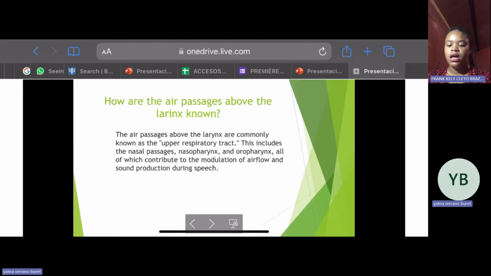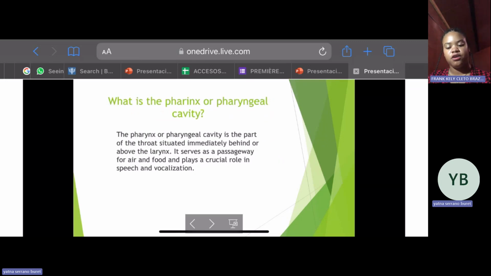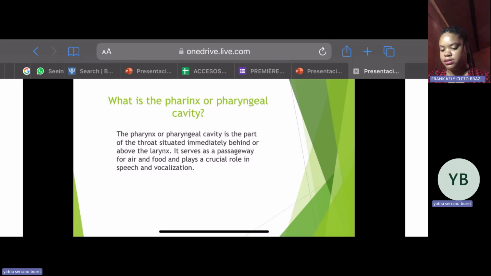The air passages above the larynx are commonly known as the upper respiratory tract. This includes the nasal passage, nasopharynx, and oropharynx, all of which contribute to the modulation of airflow and sound production during speech. The pharynx or pharyngeal cavity is the part of the throat situated immediately behind or above the larynx. It serves as a passageway for air and food and plays a crucial role in speech and vocalization.